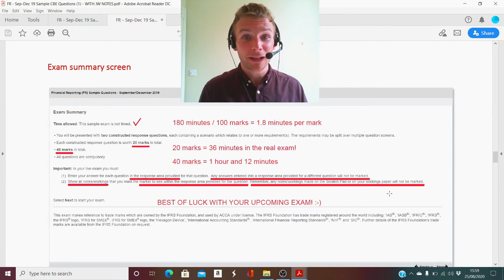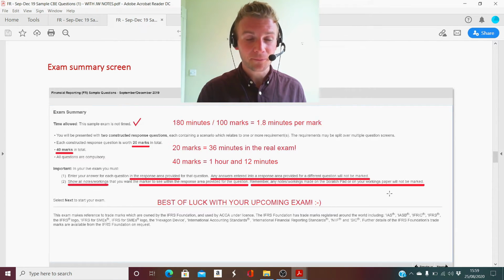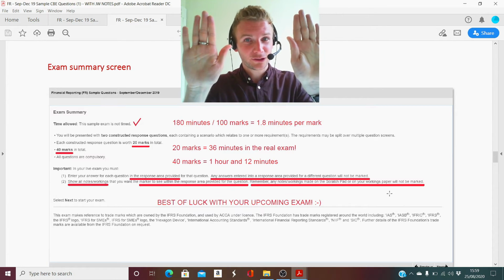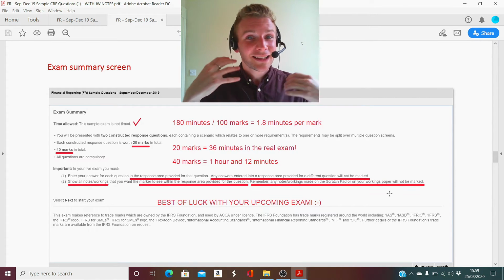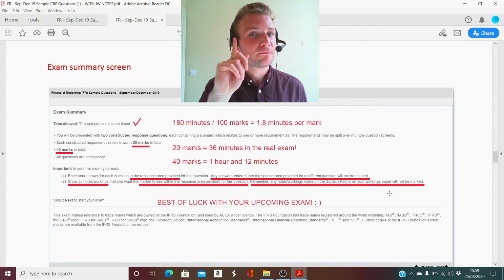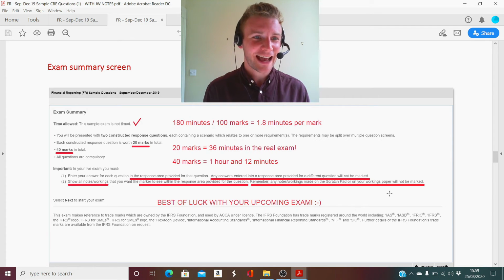Final ones at the bottom, they've labelled it as important. In the response area provided, any answers entered into a response area provided for a different question will not be marked, okay? So in other words, if you've got the answers to question 3 and you put that in question 2, that won't be marked. So it's going to come with practice, staying focused, staying alert, and making sure you're answering the right area. Mistakes will be made on this. Heed my warning. Trust me, it's going to happen.